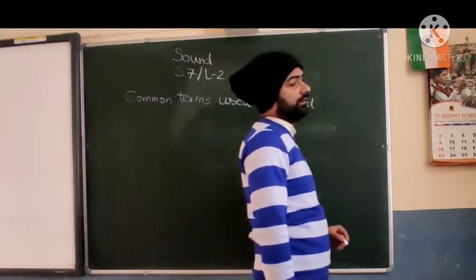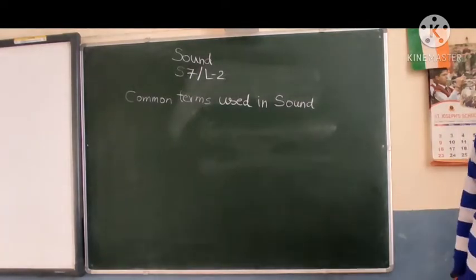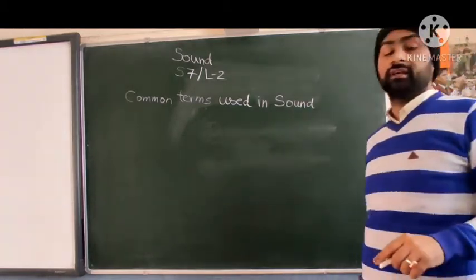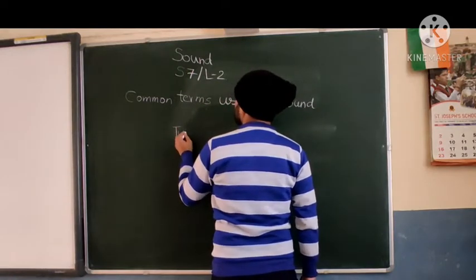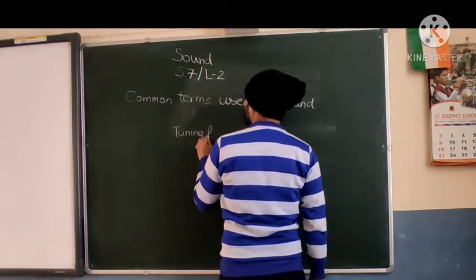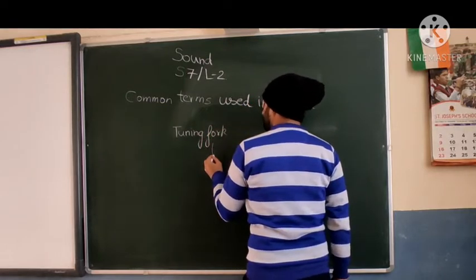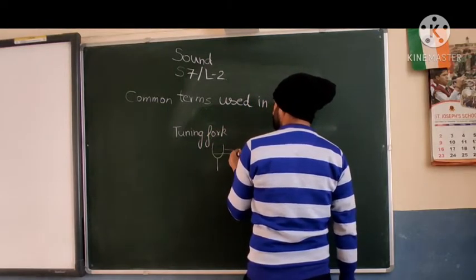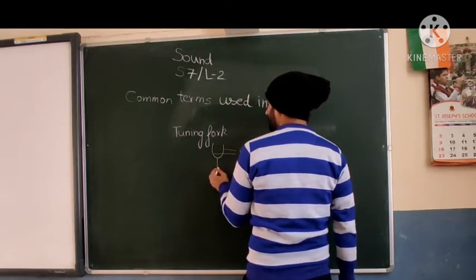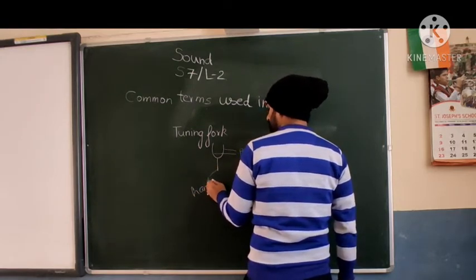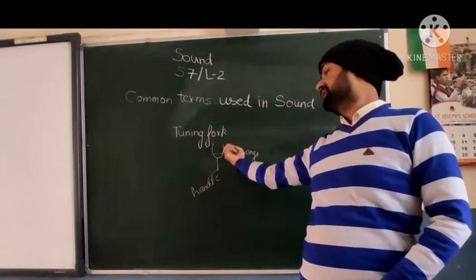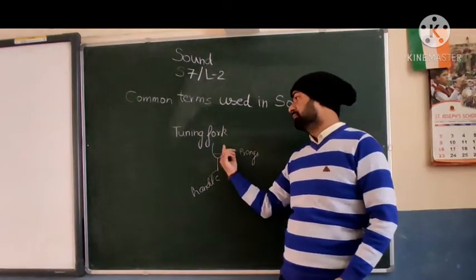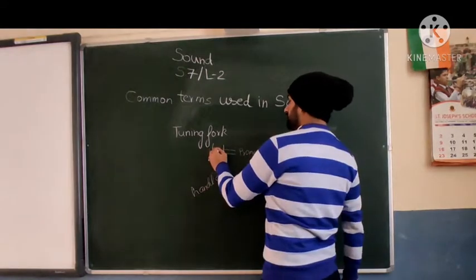What is vibration? Whenever there is a particle and that particle is having to and fro motion about the mean position. The definition given in the book is with regard to the tuning fork. So there is a tuning fork. Here, these are prongs, U-shaped. This is the handle. When you strike this prong with a rubber pad, the prong will start vibrating and move to and fro. You can do it and find it.